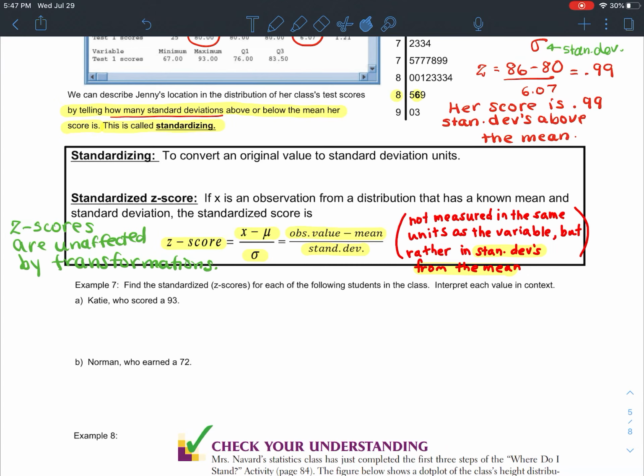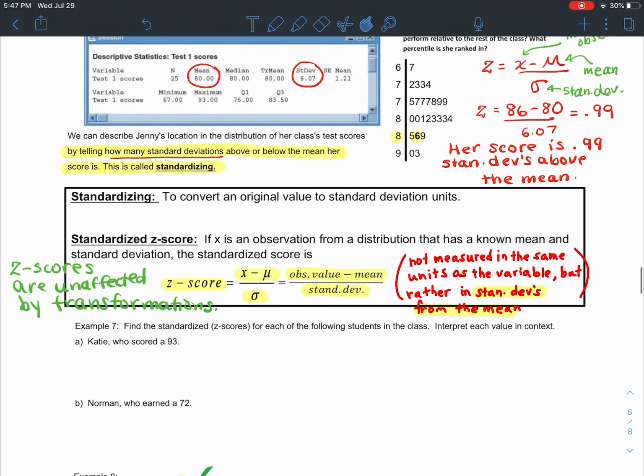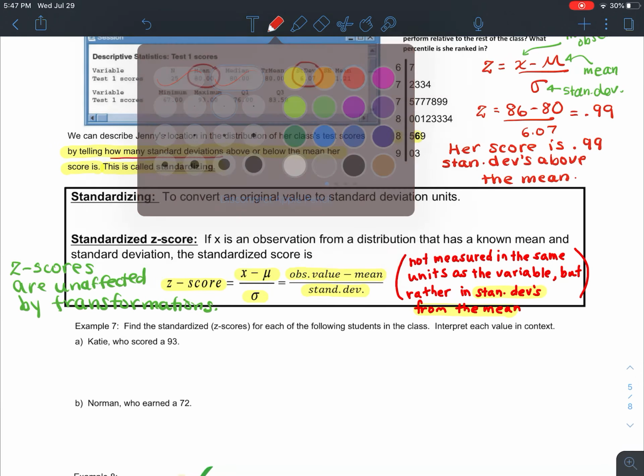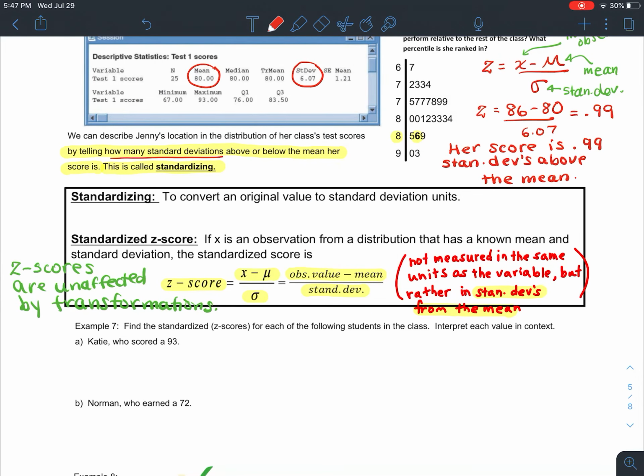Okay, so let's go ahead and take a look at example 7. It says find the standardized z-score for each of the following students in Jenny's class. So I'm going to make sure we can still see this was the standard deviation, this is the mean here. Okay, we want to interpret each value in context. So here we have Katie, she scored a 93. I'm going to use our z-score formula right here. I'm going to take Katie's score of 93 minus the mean of 80. I'm going to divide that by the standard deviation of 6.07, and I'm going to get 2.14.